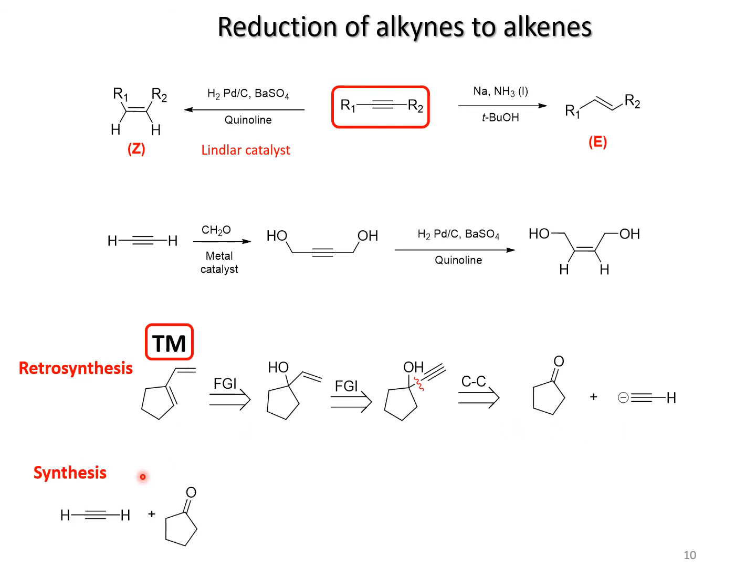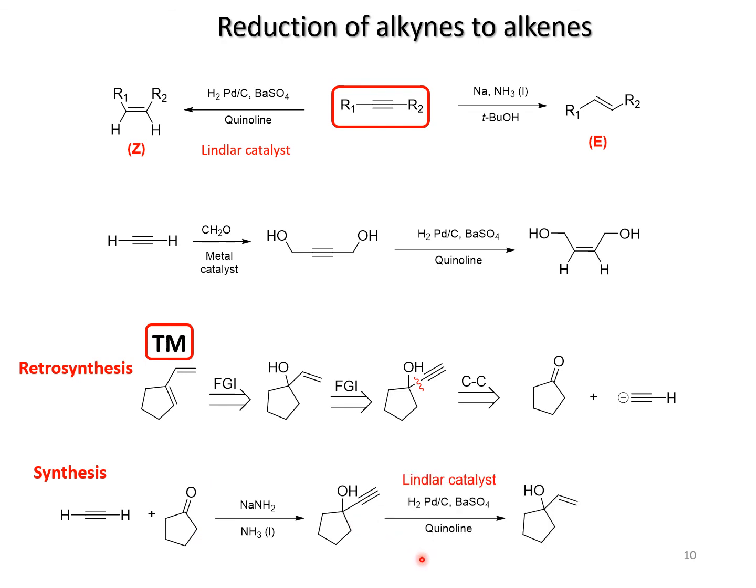In terms of synthesis, we can simply use the acetylene in the presence of sodium amide, which we saw removes one of these protons. Then we can do a nucleophilic attack on the cyclopentanone, forming the triple bond, and then by use of the Lindlar catalyst we can put the double bond exactly in the position that we want. Then by simple dehydration of the alcohol here, we can form our desired diene.